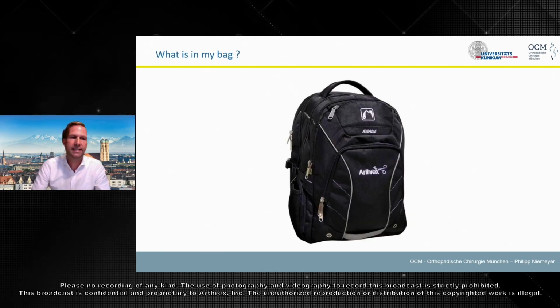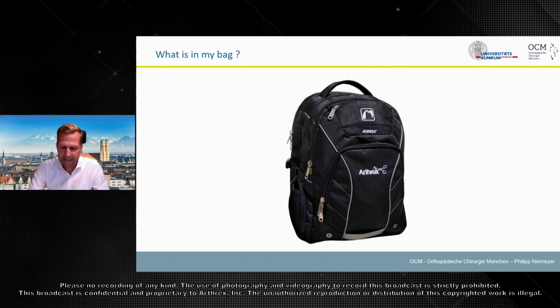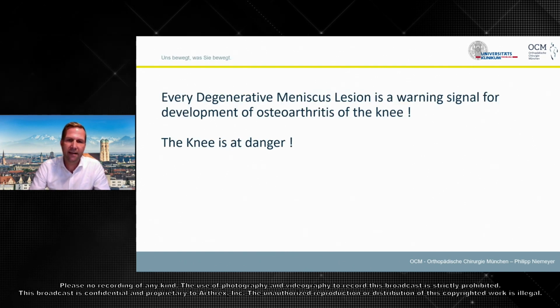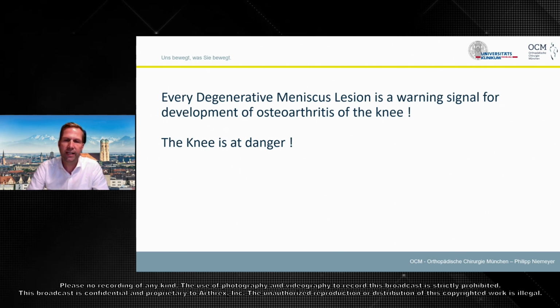So the topic of today's session is what is in my bag, which actually enables me to also give some personal remarks and my personal thoughts about these degenerative lesions. And the first statement I want to make is that I personally consider every degenerative meniscus lesion as a warning signal for potential development of osteoarthritis of the knee. And once such lesions occur, the knee is at danger, in my personal opinion.